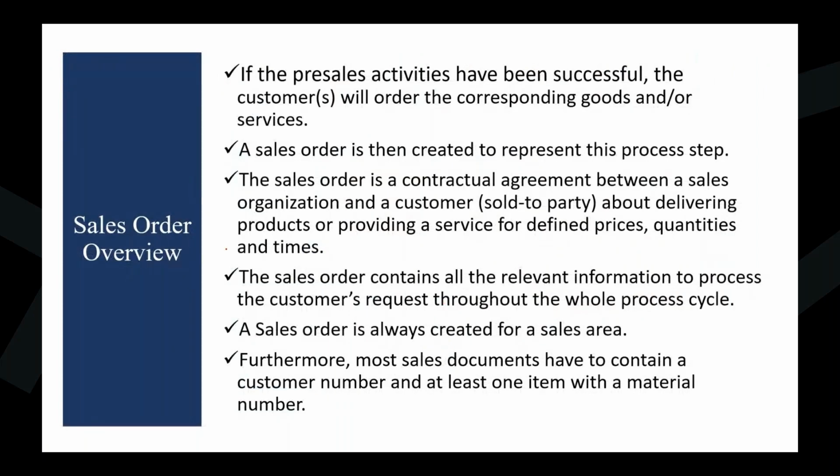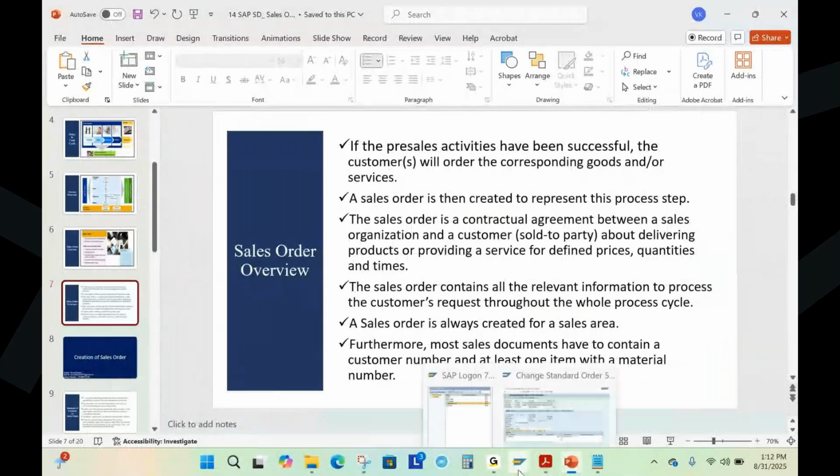A sales order is always created for a sales area. So whenever you are creating a sales order, you should create it for a sales area. So what is a sales area? We already discussed. The sales area is nothing but a combination of sales organization, distribution channel, and your division. So where to see this in an already created sales order? The one which I just showed you.